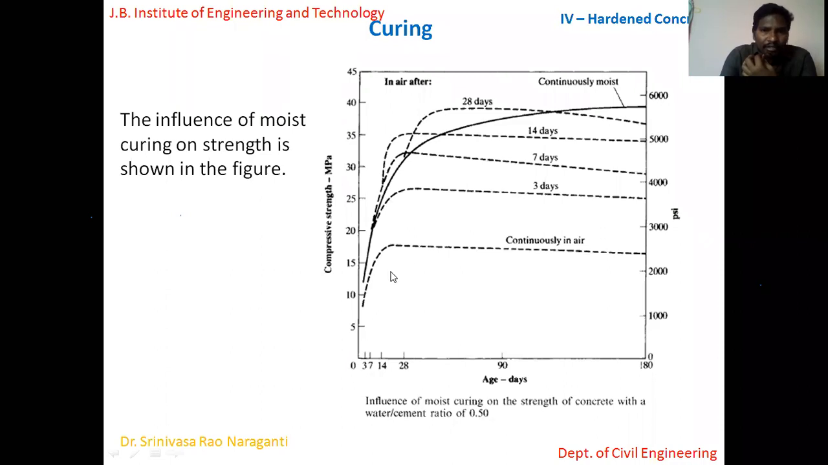Otherwise, take the last one, continuously air, the bottom one. That means you prepared a concrete and didn't do any curing. You just put it outside in the air and didn't add any water after that. Initially it will gain strength for about 28 days, reaching about 16 to 17 MPa. Thereafter there is no increase in strength with time. With the same mixture, it is getting only 16 MPa.